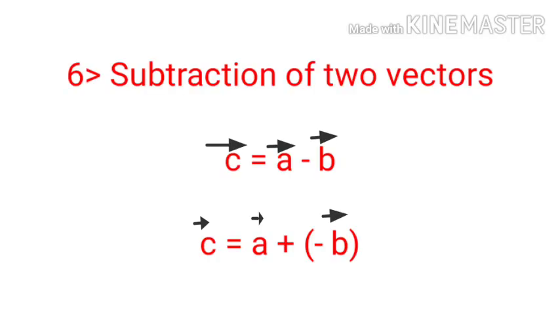Now subtraction of two vectors. Subtraction is another form of addition. We can represent a subtraction with the help of addition. Where C vector is equal to A vector minus B vector, we can write C vector is equal to A vector plus minus of B vector.